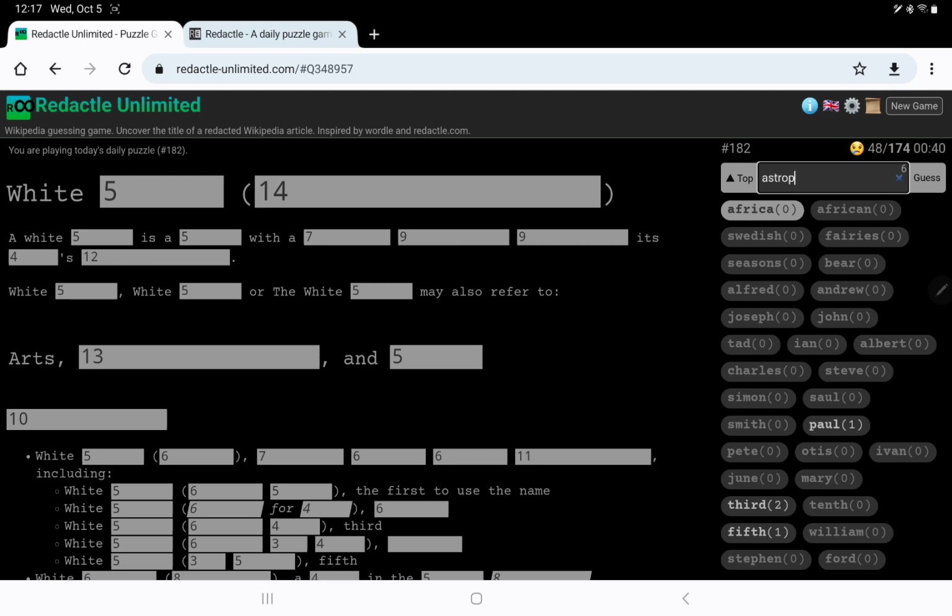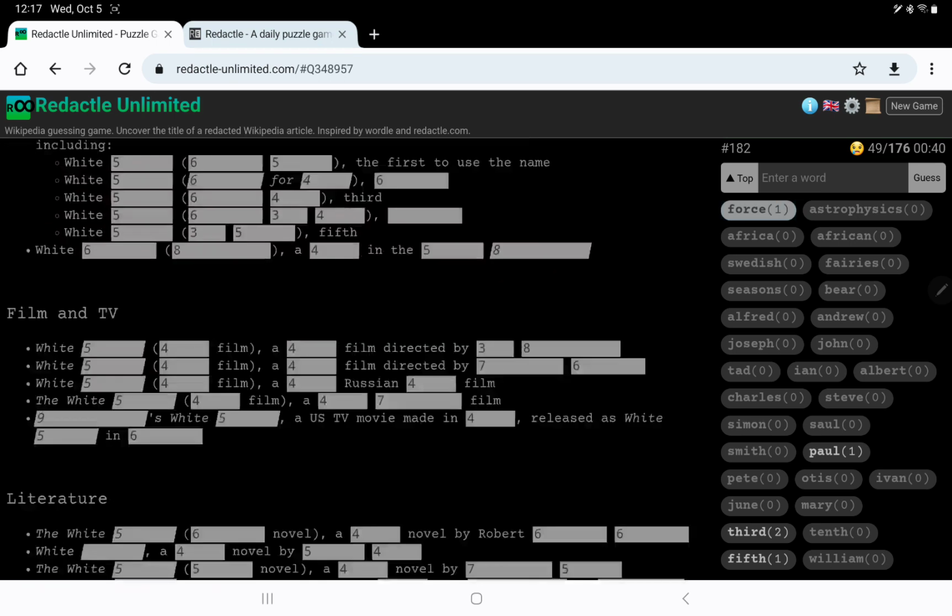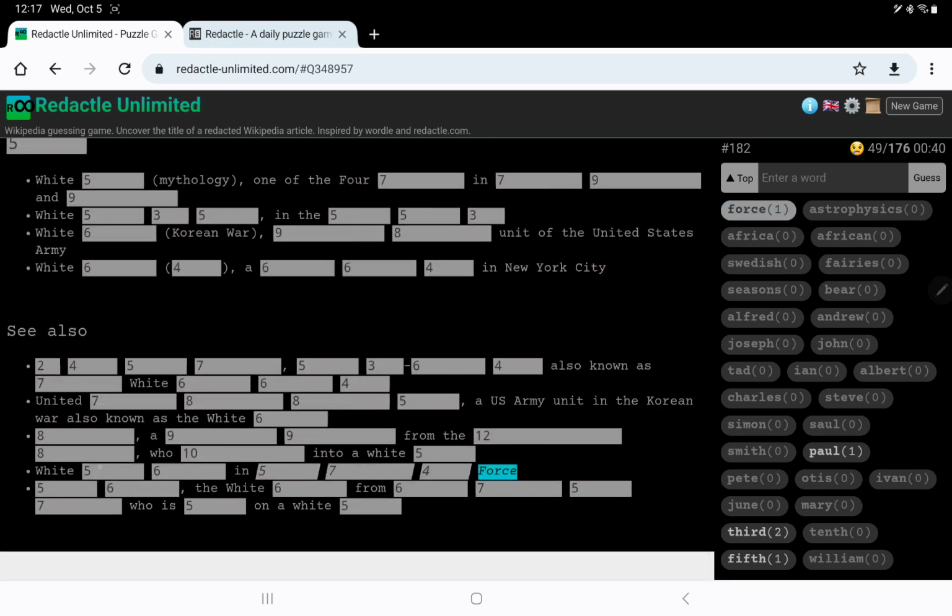Well, let's try something like astrophysics. It's only 12 letters. What other areas of science are there? Is a force? No. Oh, there is one force. That's good. White 5, 6 in 5, 7, 4 force. In 5, 7, 4 force. No idea.